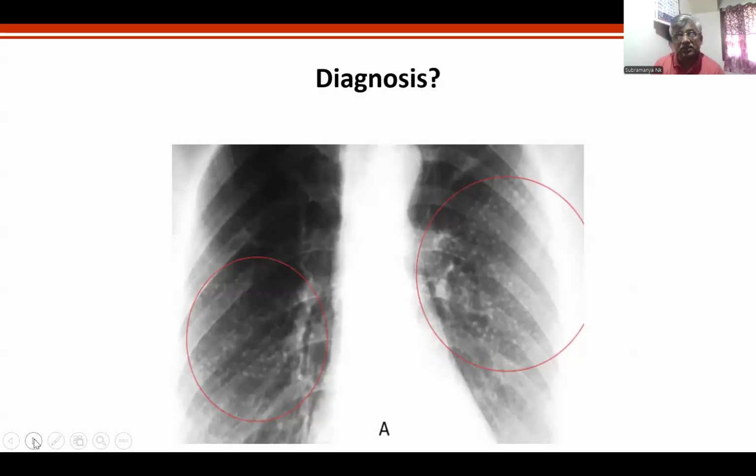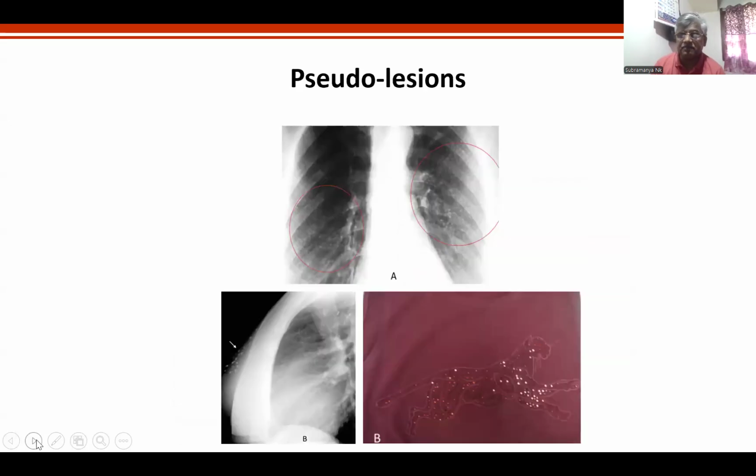What is the diagnosis here? Anybody can type. Miliary, buttons. Okay. For want of time, I'll just go to the answer. This was the answer. This is what was seen, an artifact. Did you get the point? That's how it was there. It is from the dress.